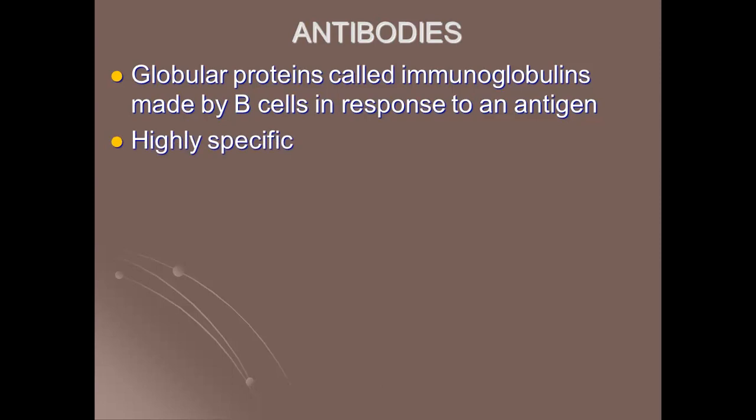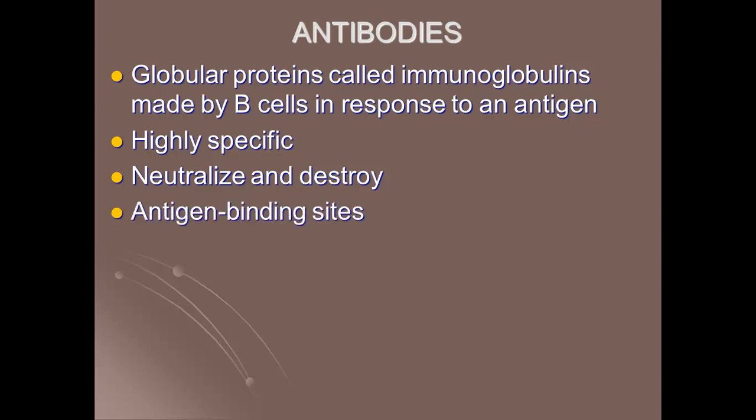Antibodies are highly specific. They neutralize and destroy. So they do neutralization. Antibodies can bind to sites that would normally bind toxins from pathogens. This prevents the toxins from having any effect.